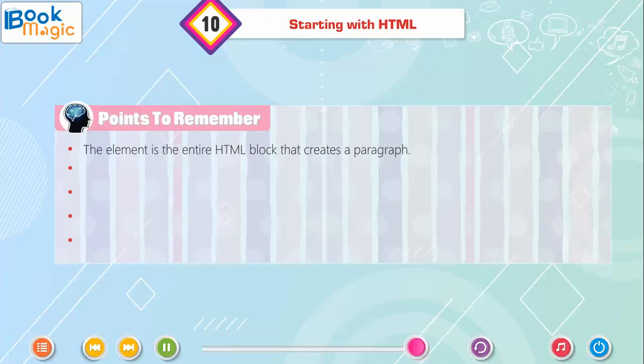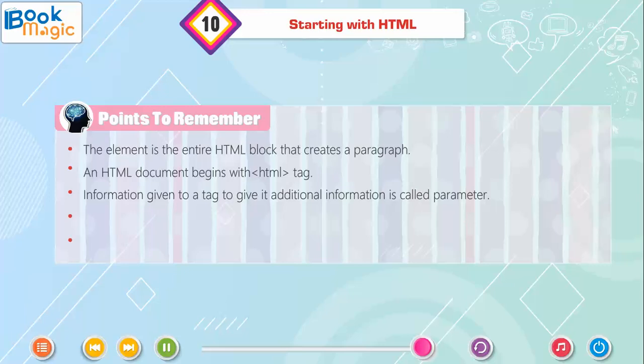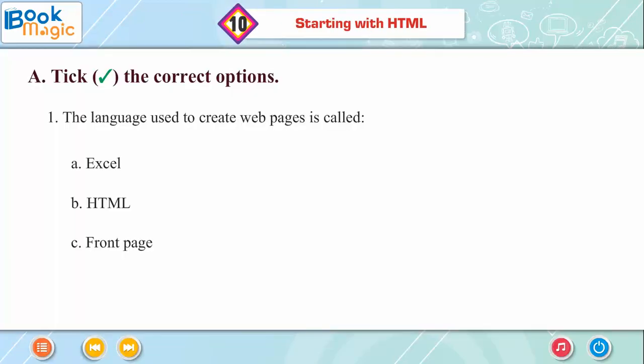The element is the entire HTML block that creates a paragraph. An HTML document begins with the HTML tag. Information given to a tag to give it additional information is called a parameter. The most recent version of HTML is HTML5. A. Tick the correct option.